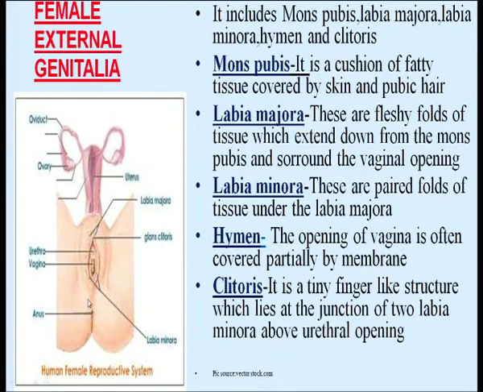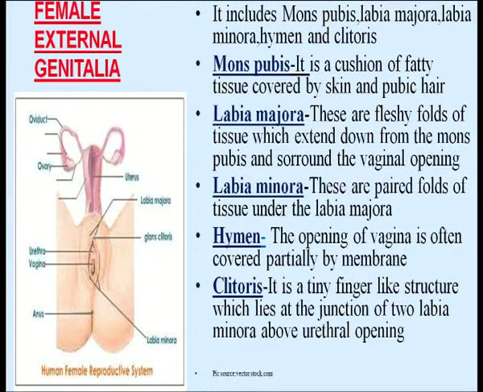Now we talk about female external genitalia. It includes mons pubis, labia majora, labia minora, hymen and clitoris. First of all, what is mons pubis? It is a cushion of fatty tissue covered by skin and pubic hair. Labia majora, these are fleshy folds of tissue which extend down from the mons pubis and surround the vaginal opening. Labia minora, these are the paired folds of tissue under the labia majora.